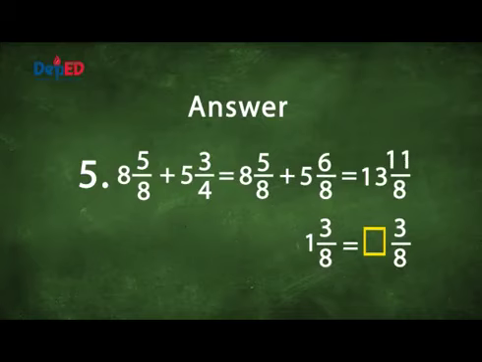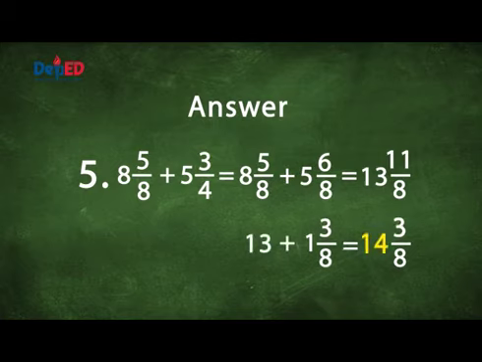By regrouping the sum, 13 plus 1 3/8 equals 14 3/8. Is 14 3/8 already in lowest term? Yes! So the missing number is 14 and our final answer is 14 3/8.